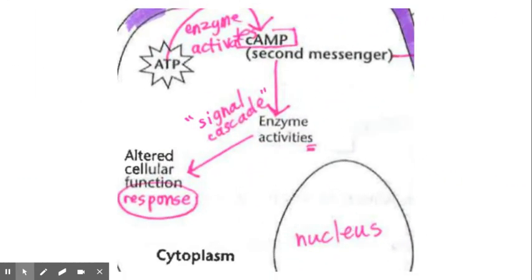So the secondary messenger is going to activate additional enzymes, causing that signal cascade, that phosphorylation process, which is going to lead to altered cellular function, which of course we would just call cellular response.